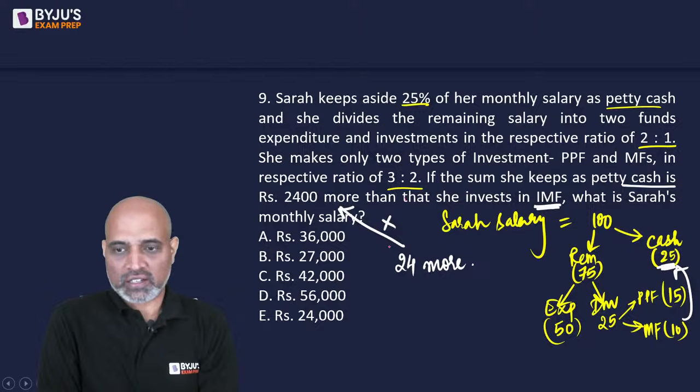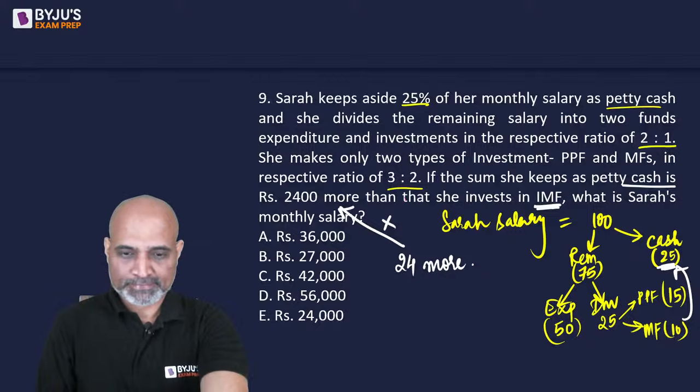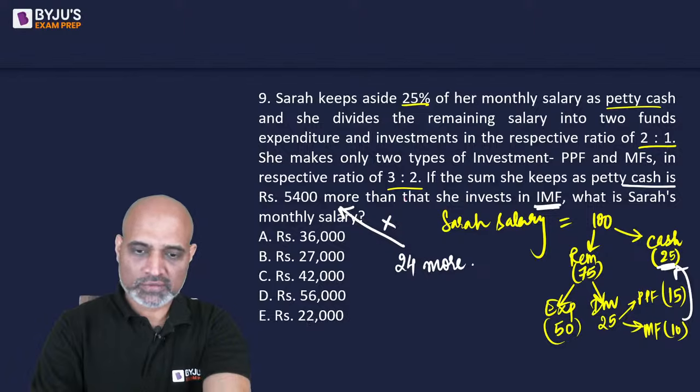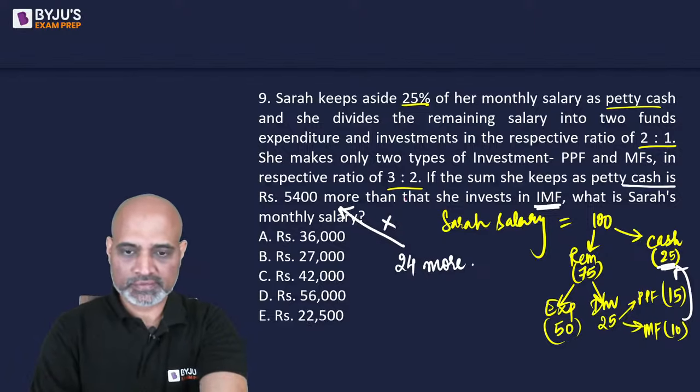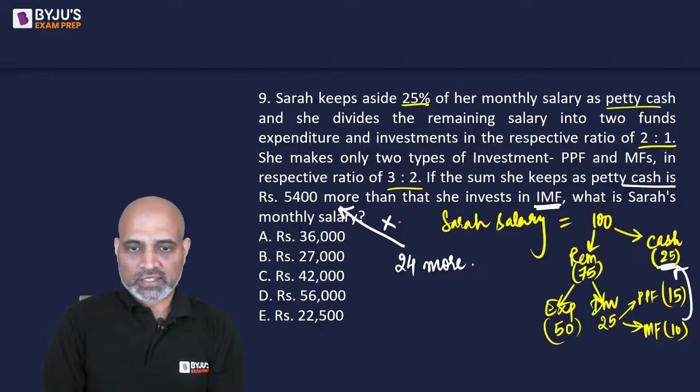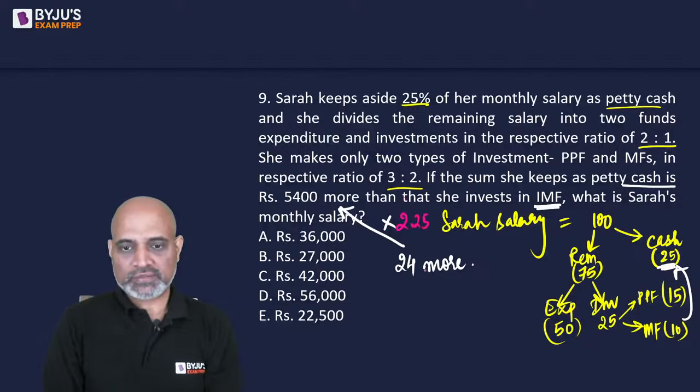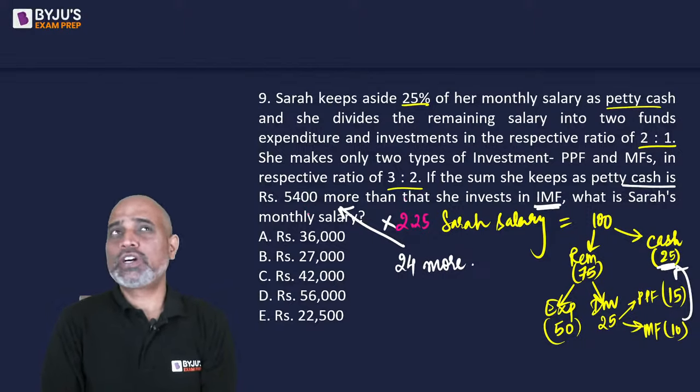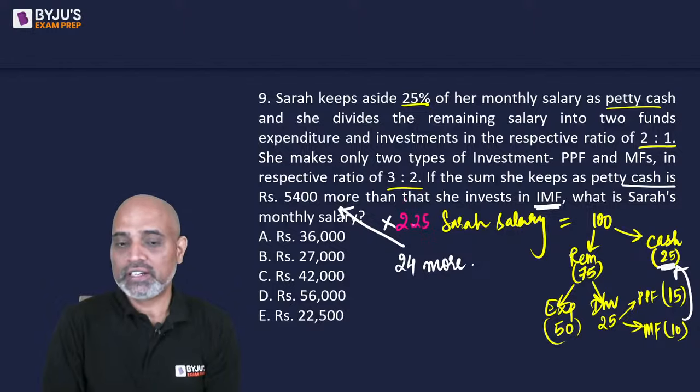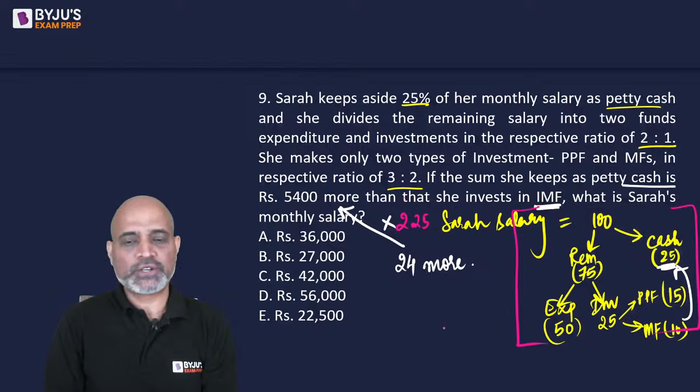Which one are they asking us? काम करता हूं, ऑप्शन ठीक कर लेता हूं. 2.25 टाइम्स आया था. This was 24 to 5400. Sorry, 24 into 2.25 is 54. If we want 5400, it will become 225 times. That means everything is going to be 225 times.